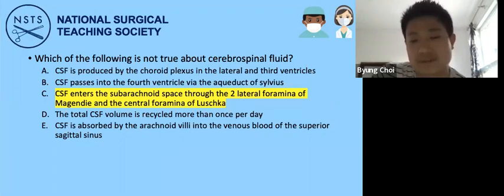CSF is definitely produced primarily by the choroid plexus. It also passes into the fourth ventricle via the aqueduct of Sylvius, so A and B are correct. And then E, the majority of CSF is absorbed by arachnoid villi. That is the main mode of absorption. The majority is through the arachnoid villi into the superior sagittal sinus.